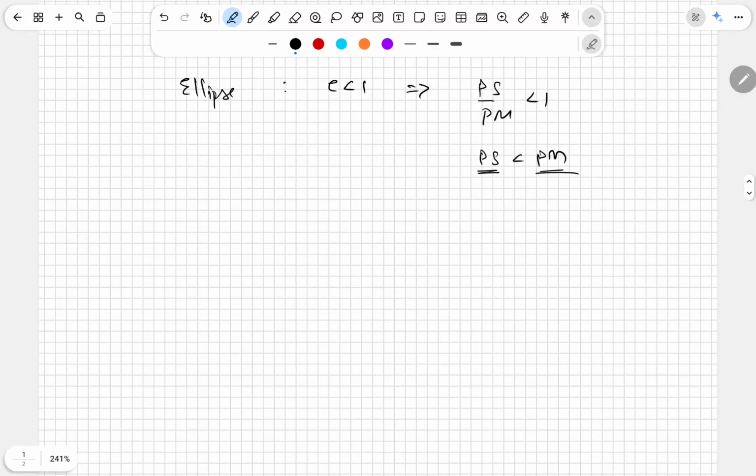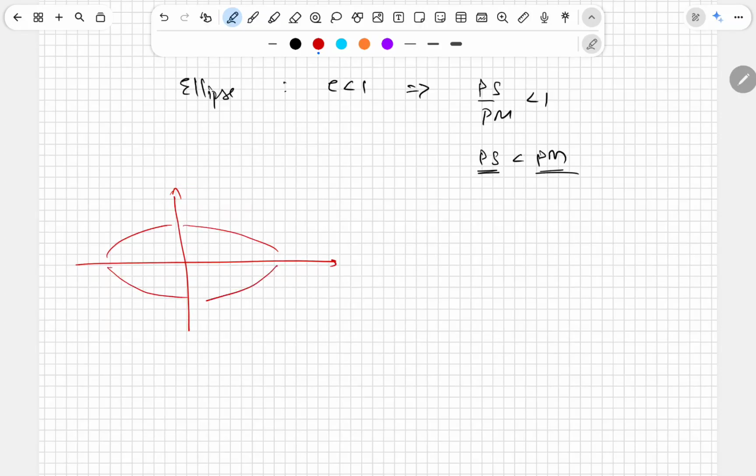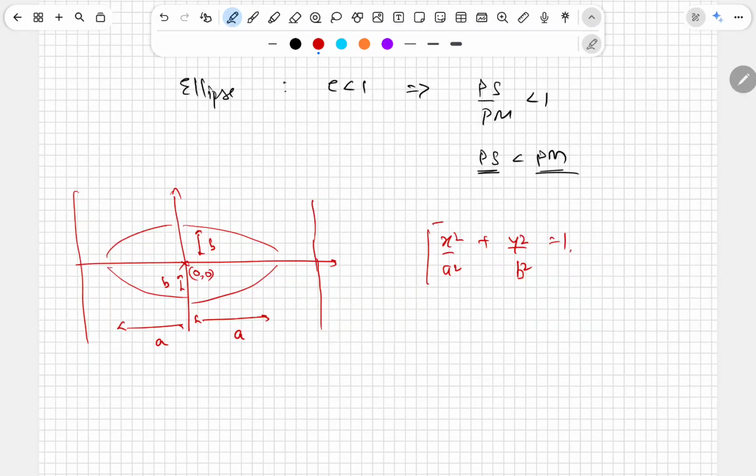Now let's move forward to the basic equation of ellipse. This is the standard shape of ellipse if the center is at origin and the major axis is of length A, minor axis is of length B. Then the equation is written as x square upon a square plus y square upon b square equals to 1. This equation represents this ellipse.